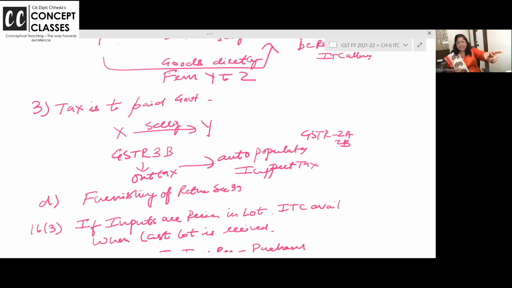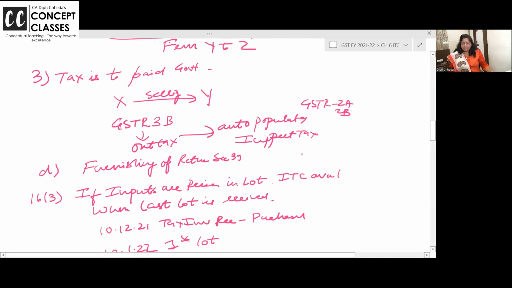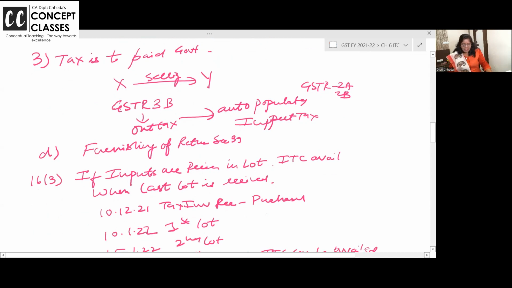The output tax for you, you will pay to the government by the next 10th and file your return. That will automatically come in my GSTR 2A, 2B. Now, what are these GSTR? We'll do that in the returns chapter. Furnishing of return is mandatory to avail the ITC.